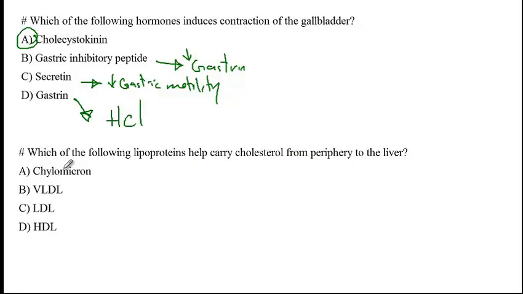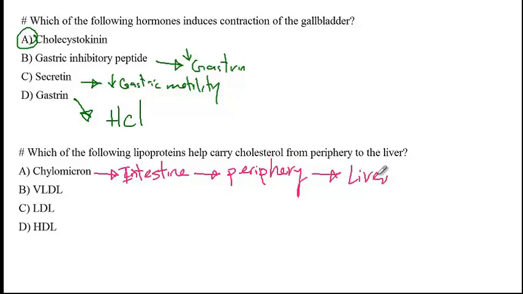Now the final question that we have here is, which of the following lipoproteins can help carry cholesterol from the periphery to the liver? So if you recall, we discussed we have chylomicron, and what was the function of chylomicron? To move the lipids from the intestine to the periphery, including lipid and muscles, and from there on it takes it to the liver. So from the intestine it moves it all the way to the periphery, which includes lipids and muscles, for instance, and then from here on it takes it to the liver.